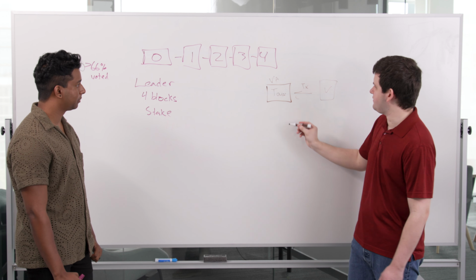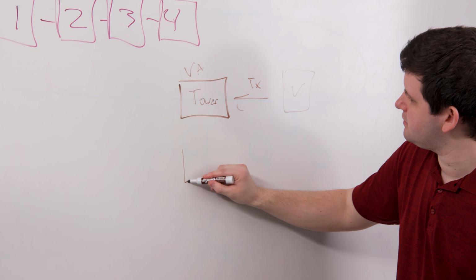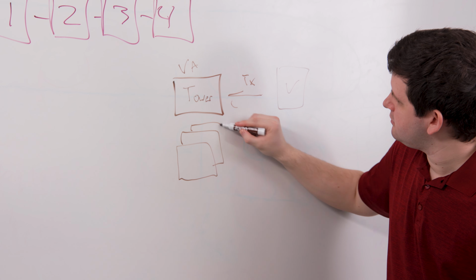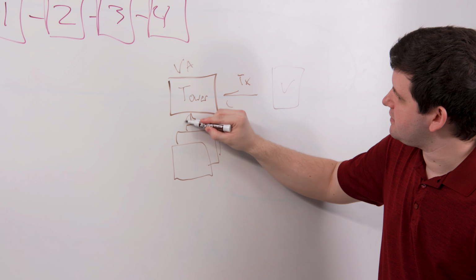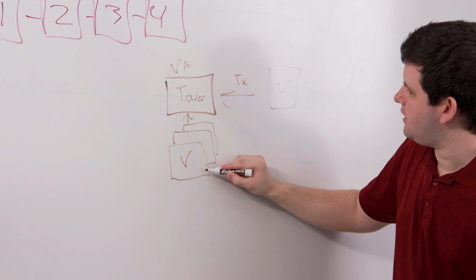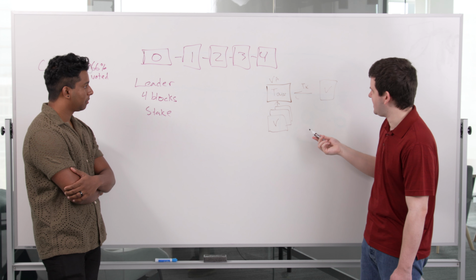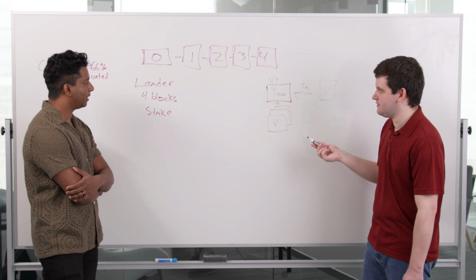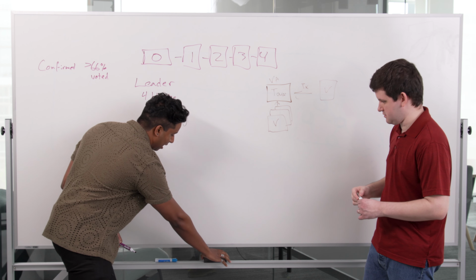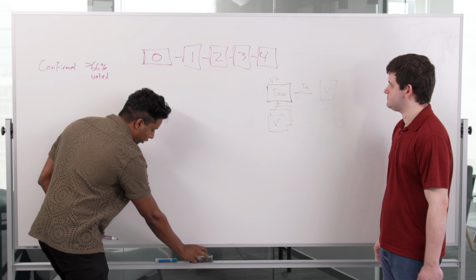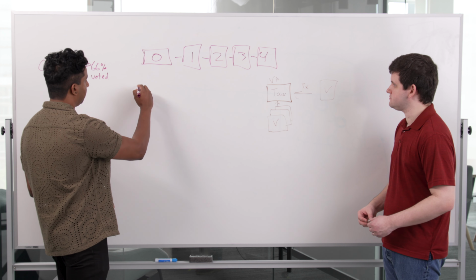And then all the other validators, so we'll just have a cluster of validators, are watching this. How do the votes actually get stored and updated? Yeah, we can go through the structure of the tower a little bit.